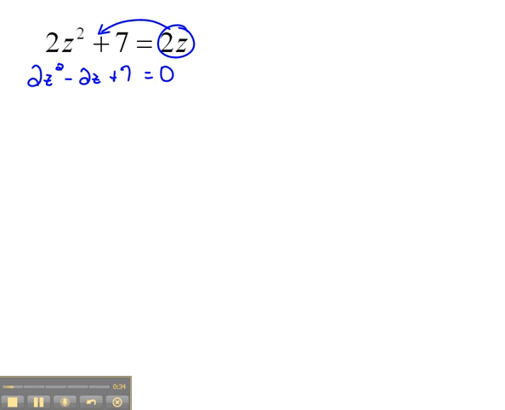Okay, now as we're doing this, here we have our A, we need to list that out, and our B, and also our C. So the number in front of the squared term is 2. The number in front of the regular term is -2, and then our constant is a 7. So now we know our A, our B, and our C, and we can start working this out.